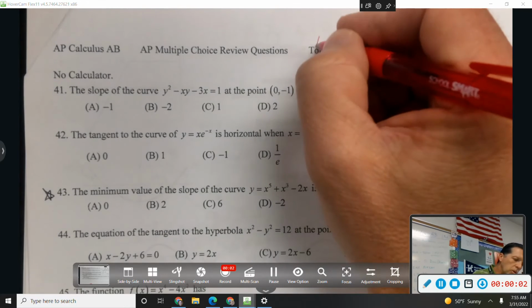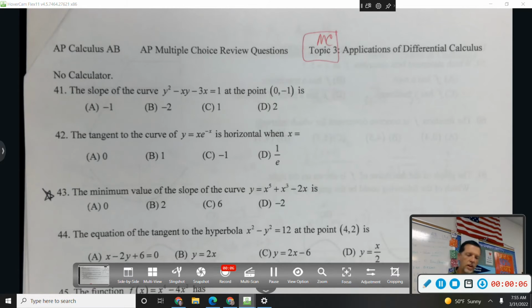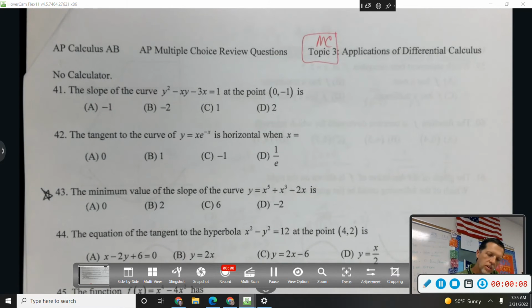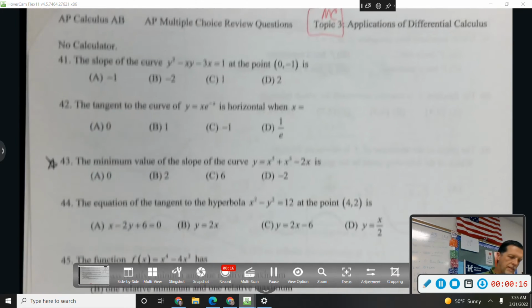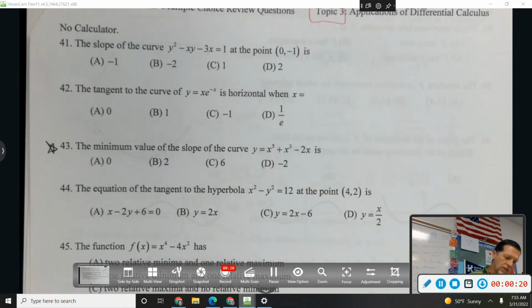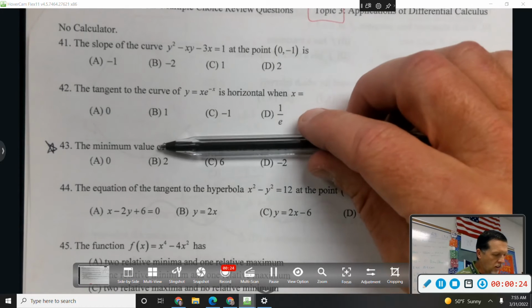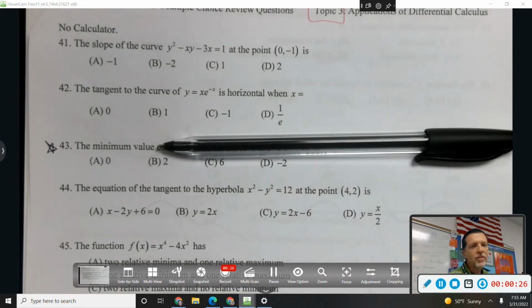So multiple choice, topic 3, a little bit of intro to get us rolling on this. Some of it straightforward, but 43, look at 43. The minimum value of the slope of the curve is, okay, so let's stop at minimum value. How do we find the minimum value of a function?